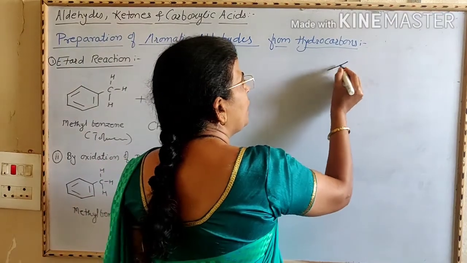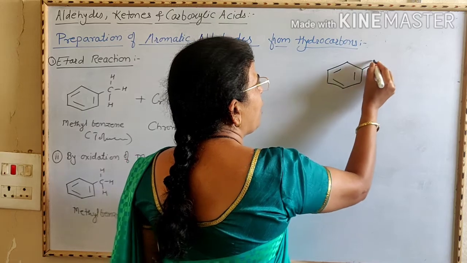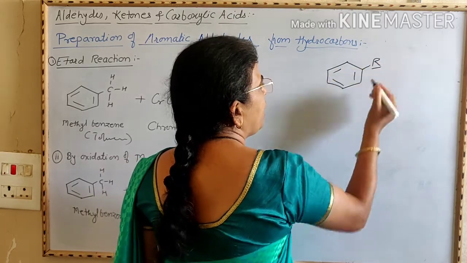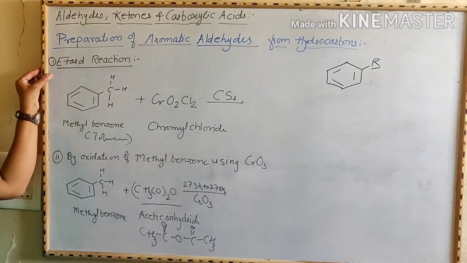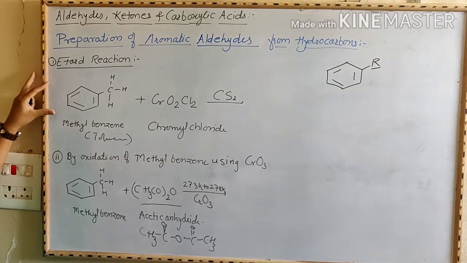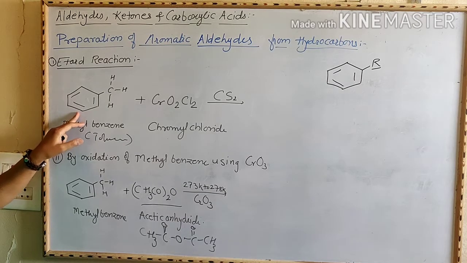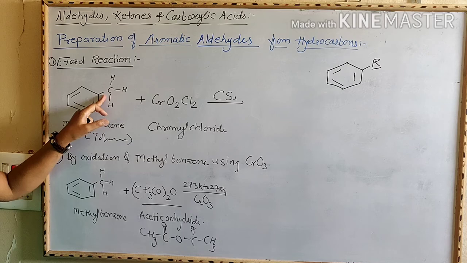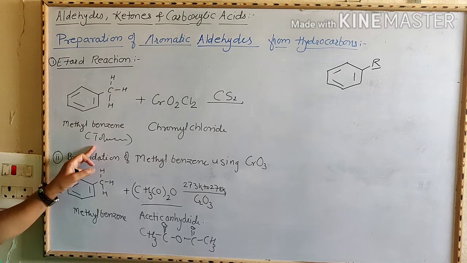The alkyl group which is bonded to a benzene ring is called an aromatic hydrocarbon. Here R is nothing but an alkyl group. Now the first reaction we are going to see is the Etard reaction. Here methylbenzene, that is this benzene ring, is directly attached to a CH3 group. It is called methylbenzene or toluene.